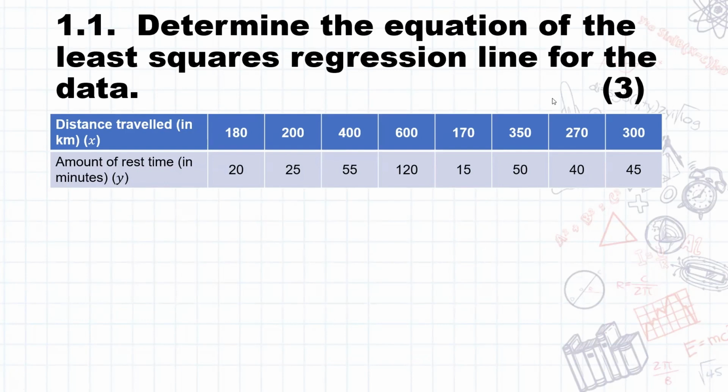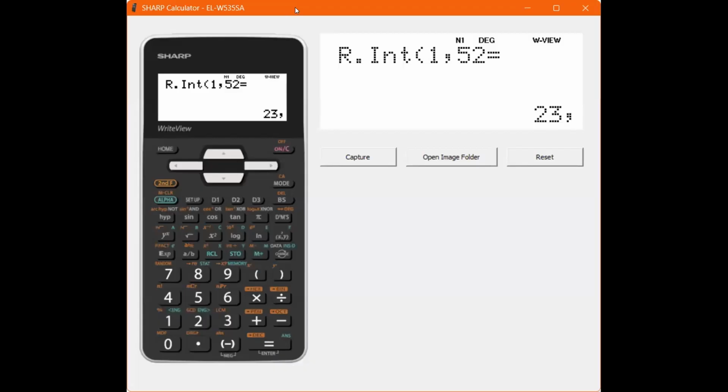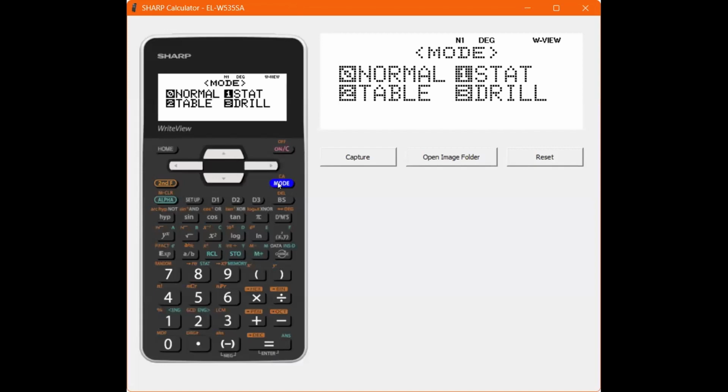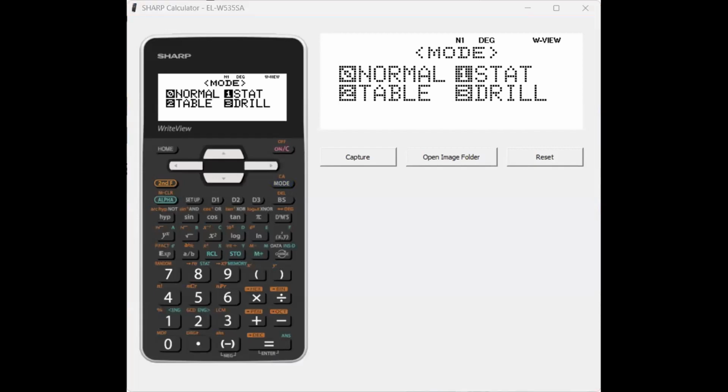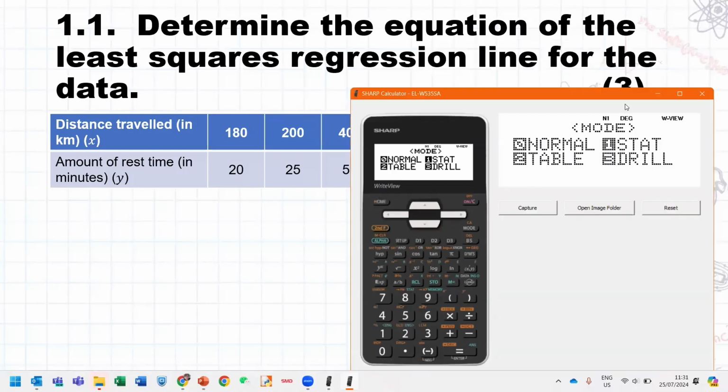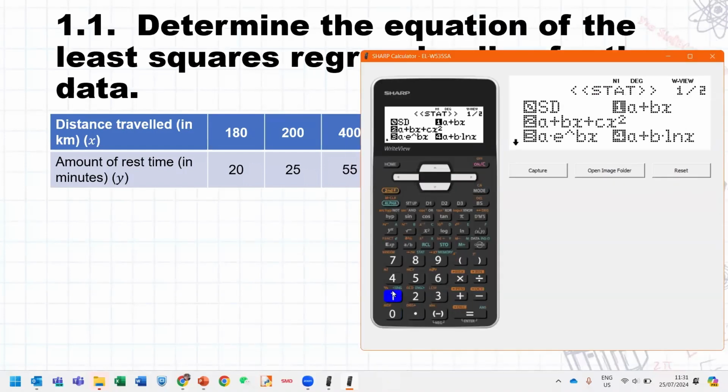Now, this is really great to just do straight on your calculator, and that's what we're going to do today. So how do we do it? We go to stat. I just want to share my entire screen with you so you can see the question. We go to stat mode and press 1 for stat. Because it's linear regression, we know it's a straight line, so that's a plus bx. That's what we're looking for, right? So we choose 1.